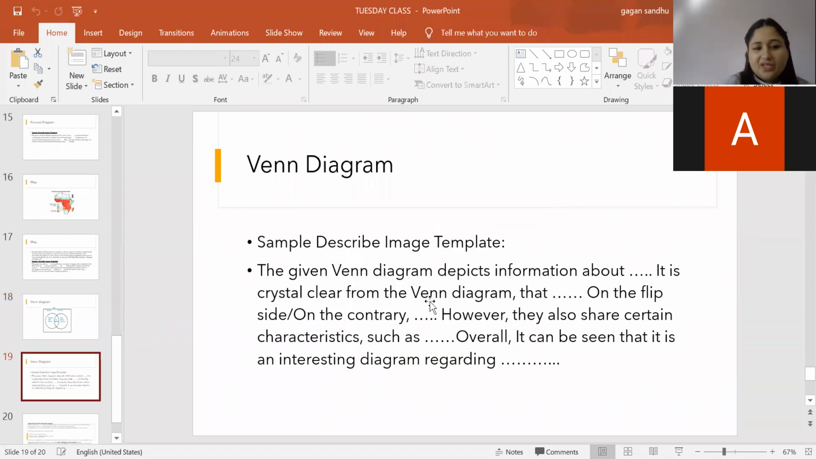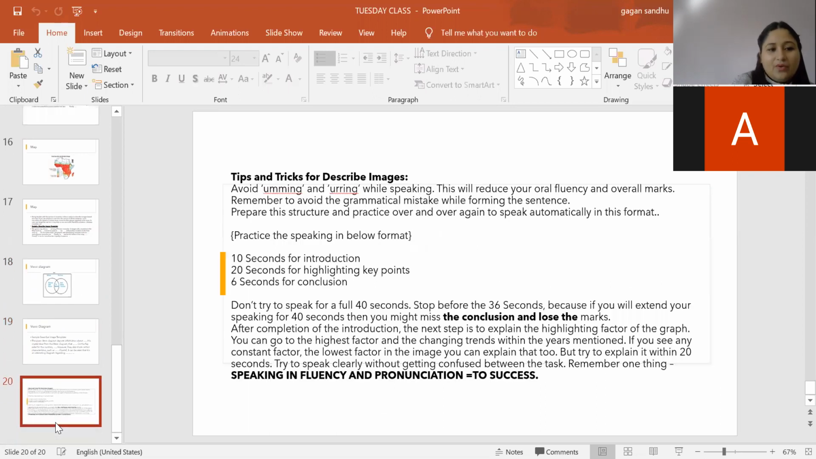So for the Venn diagram, this is the template you can use if you want to use different sentences. These sentences will help you in case you forgot something. So it's always good to have a backup, right? So here the given Venn diagram depicts the information about indoor pets. It is crystal clear from the Venn diagram that there are different categories of pets which can be kept as indoor and outdoor pets, right? So this is how you will be building up the sentences in here. Right, so these are all the diagrams, all 8 diagrams you will be having in the exam, right?